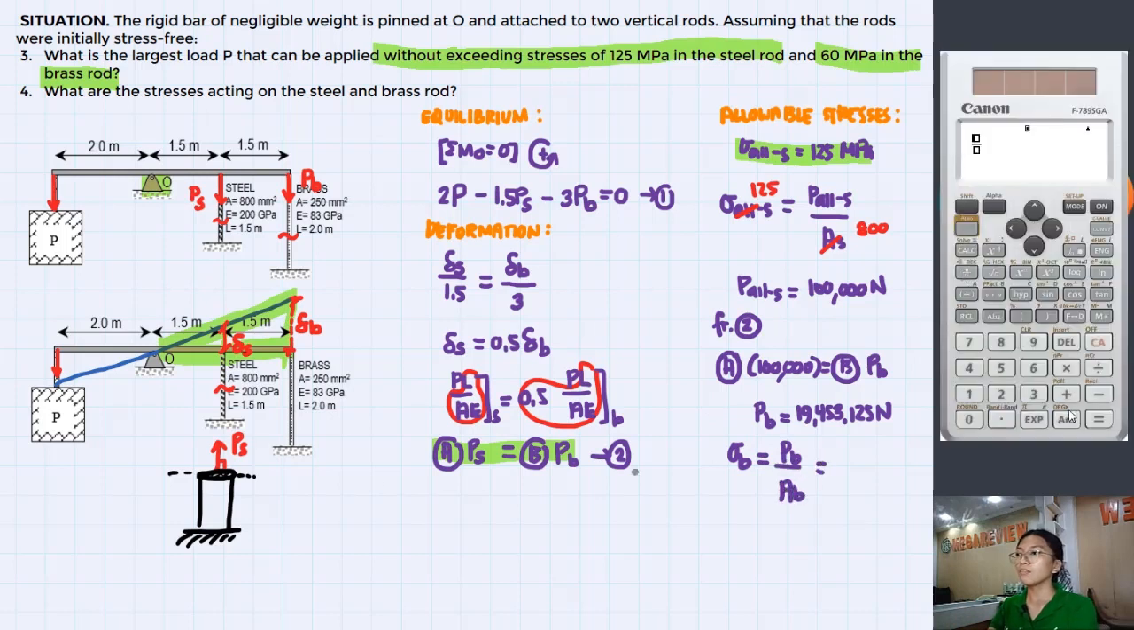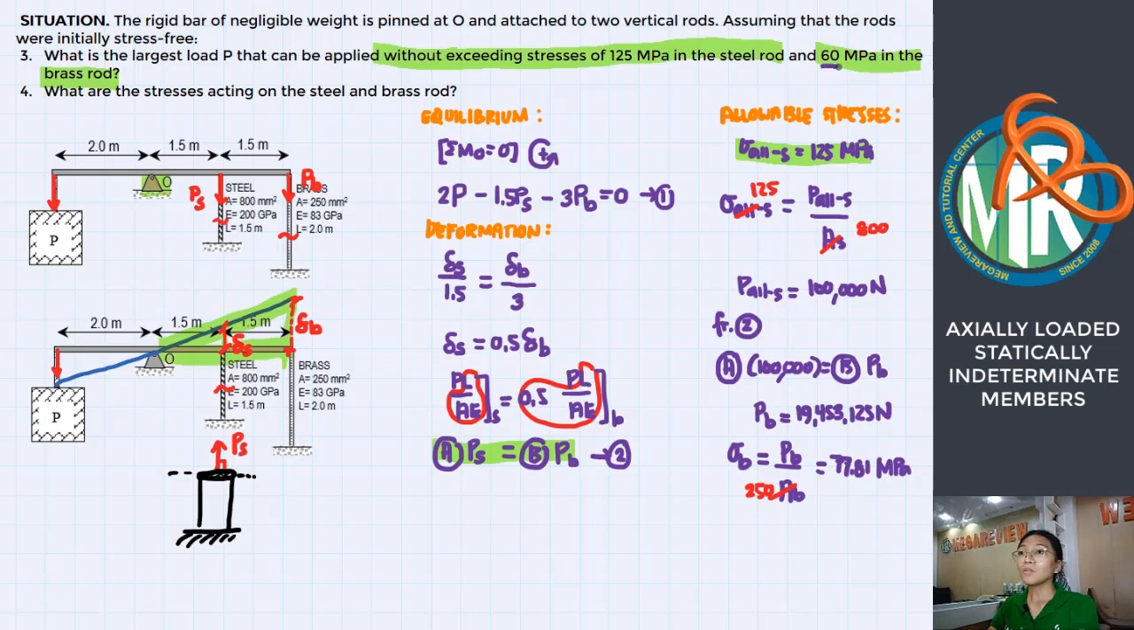Okay? Sa area of the brass, this is 250 square millimeters. Then, PB mo is itong nakuha mo dito. Ilan ba to? This is 77.81 megapascal. So, anong nangyari? Yung stress ng brass rod natin nag-exceed sa allowable stress ng ating brass rod, which is 60 megapascal. Ano bang ibig sabihin? Hindi nag-fail yung brass rod natin.